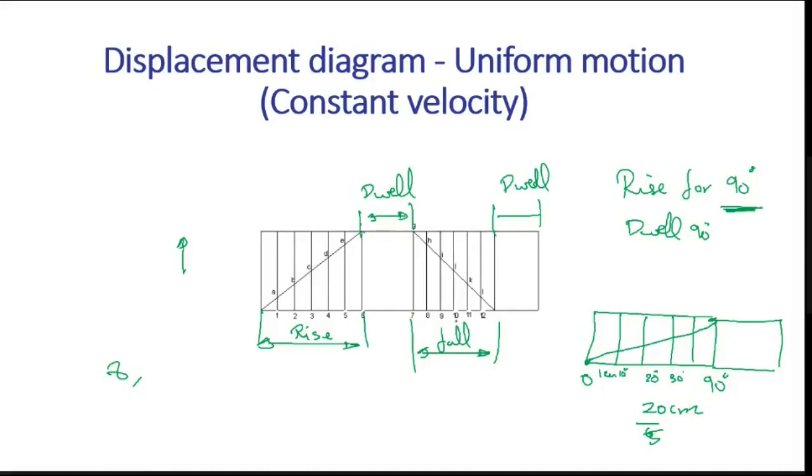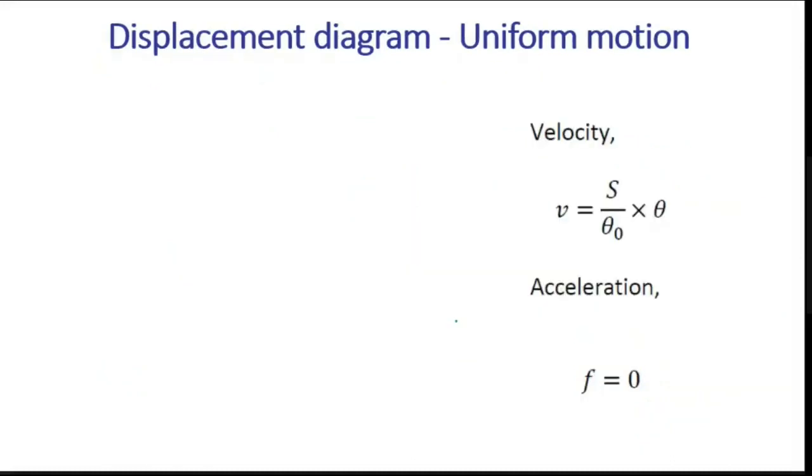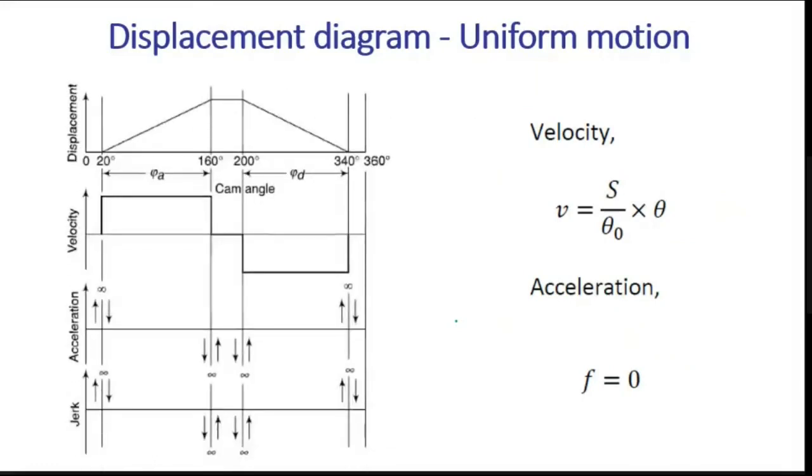Okay. So now this is my displacement diagram, and you can draw the velocity and acceleration diagrams too. But this is important: this is the formula to identify your velocity and acceleration for this uniform motion. So for uniform motion, V is equal to S by theta naught into theta.